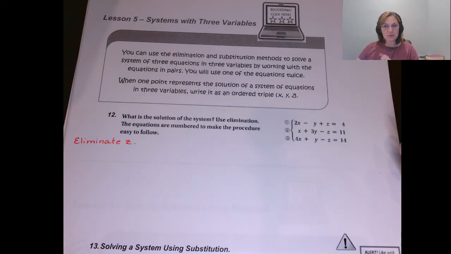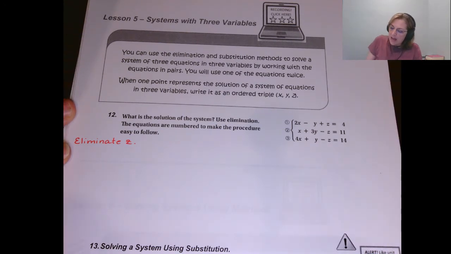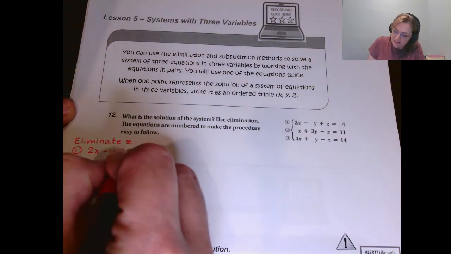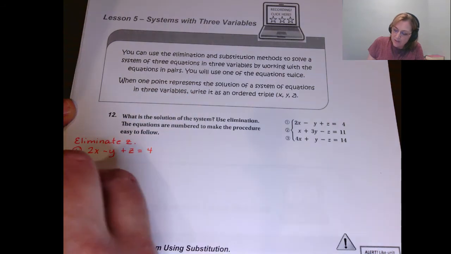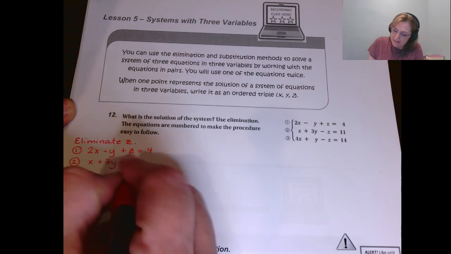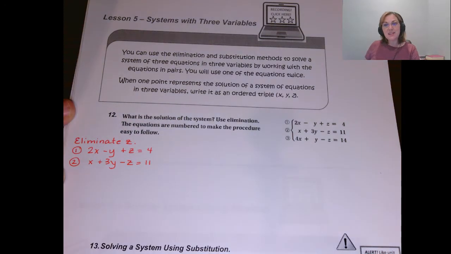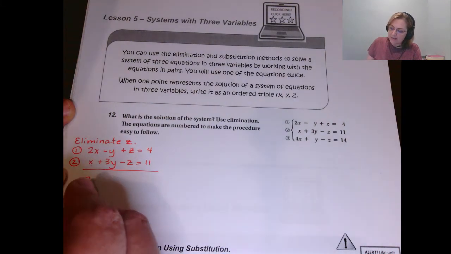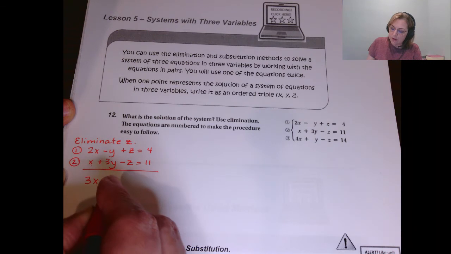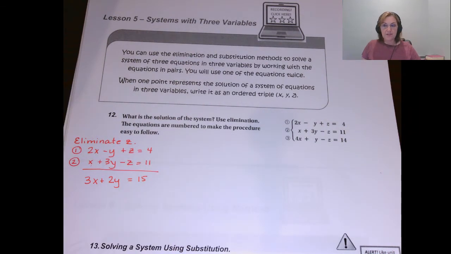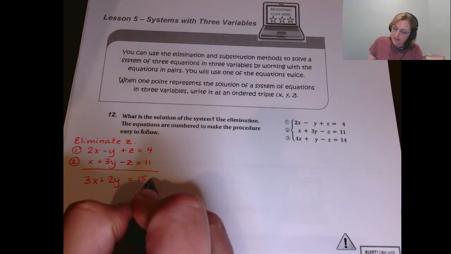So my first goal is I'm going to eliminate one of the variables. In this specifically, I'm going to eliminate z. I'm going to take equation 1, 2x minus y plus z equals 4, and equation 2, x plus 3y minus z equals 11, and I'm going to add them together. So that's going to give me 3x plus 2y, notice the z's cancel, equals 15. Now for this one, I'm going to label this as equation number 4.